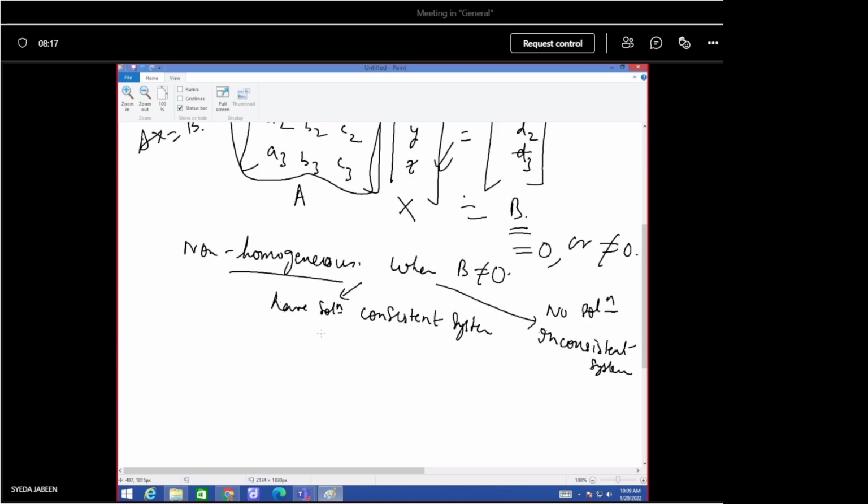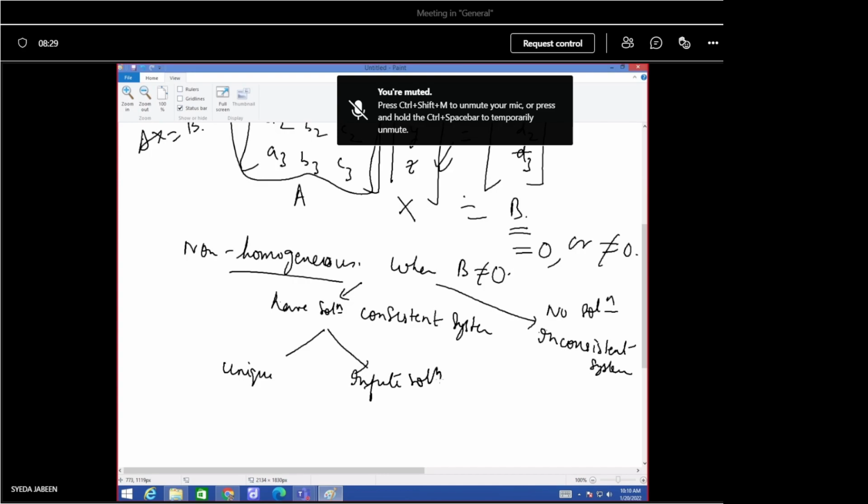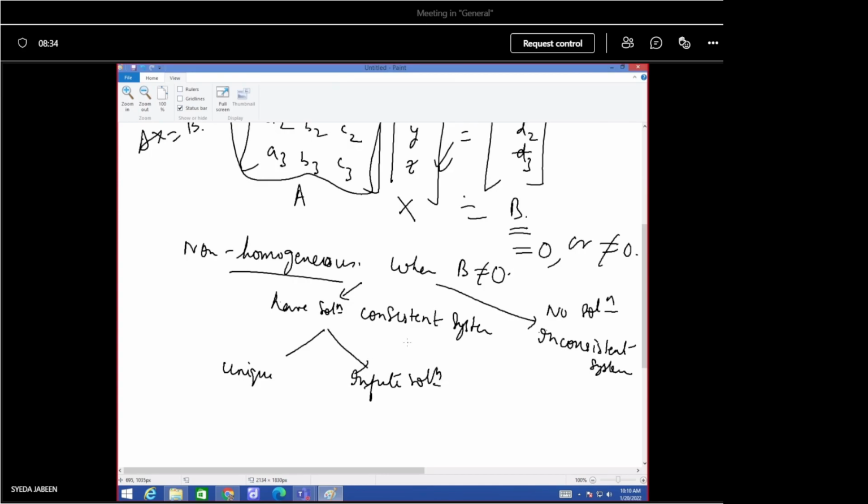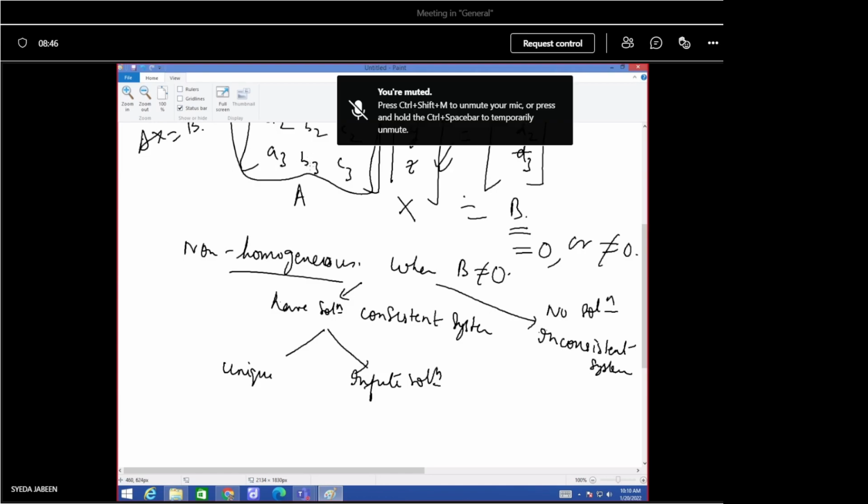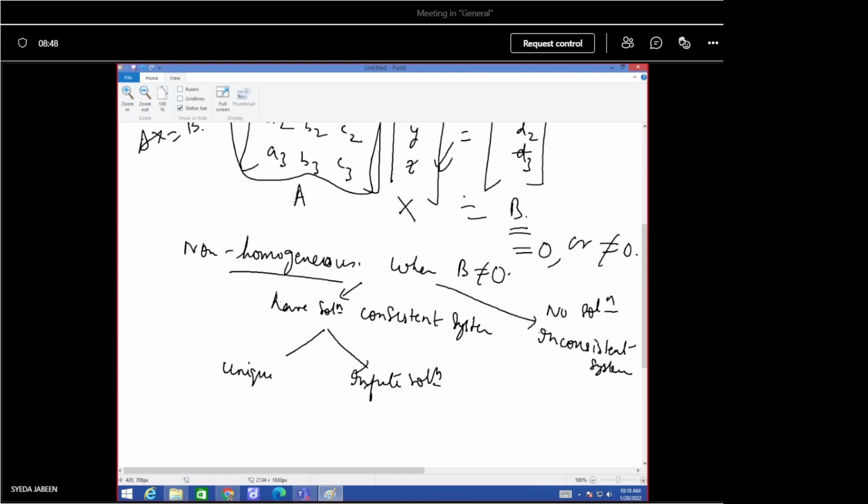Anybody can say what the other two situations are? Unique or infinite. Either you will have a unique solution, or you will have infinite solutions. Now, how do you understand whether you have a unique or infinite solution? One simple method is that if the determinant of the matrix is not equal to 0, and the rank is equal to the number of variables or the order of the matrix, then the system of equations is consistent and has a unique solution.